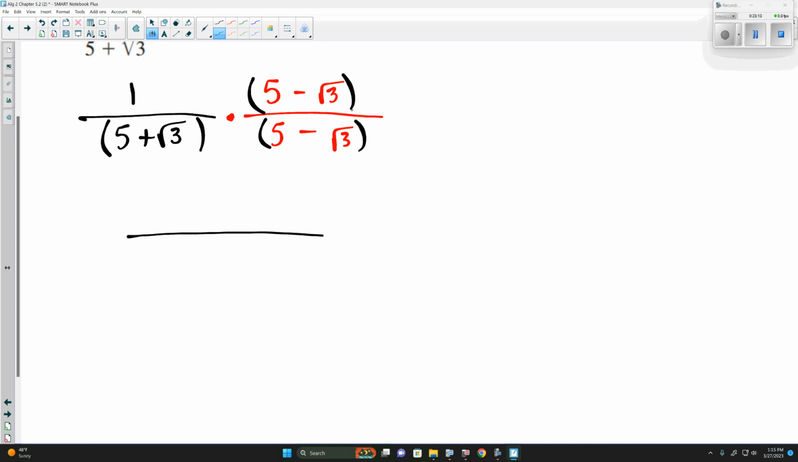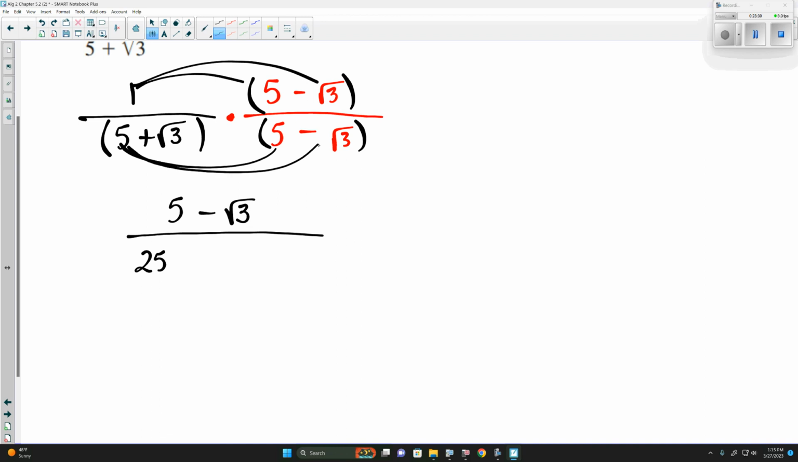So if we multiply, well, 1 times 5 is 5. 1 times negative square root of 3 is negative square root of 3. Now if we multiply the denominators, well, 5 times 5 is 25. 5 times negative square root of 3 is negative 5 square root of 3. Now we can do square root of 3 times 5, which is going to be plus 5 square root of 3.